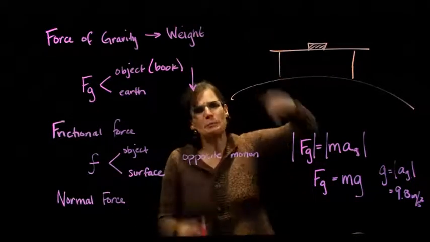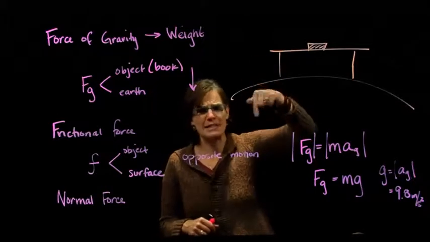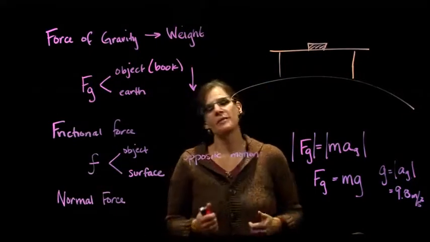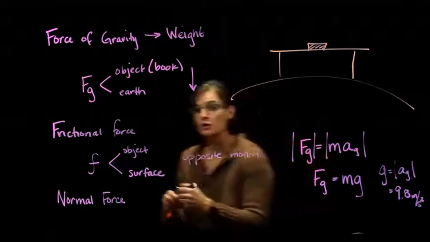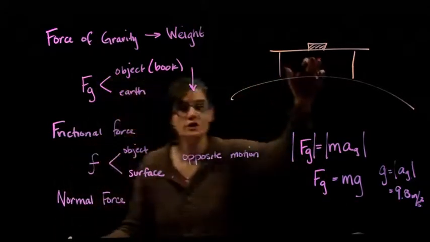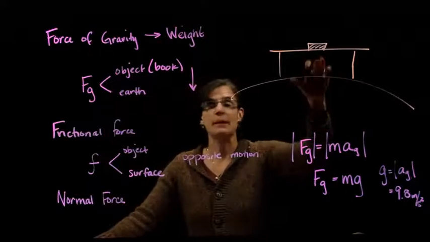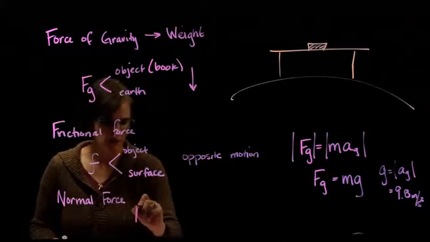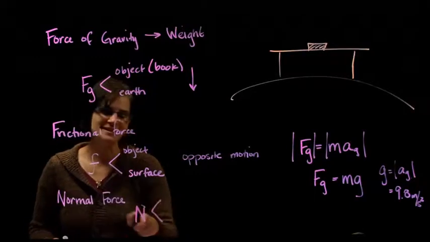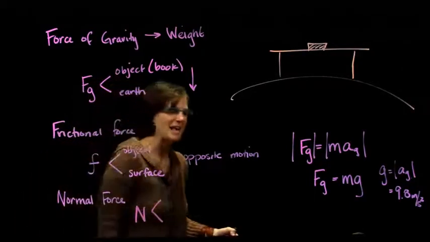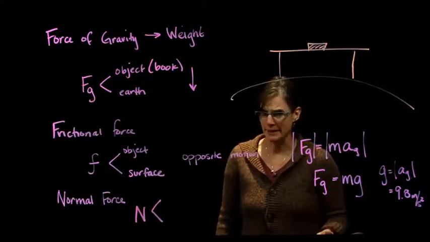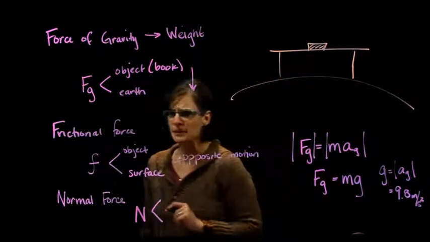So the book is pushing down on the table, and the table is pushing back up on the book. So the normal force is really the force the table, in this example, exerts on the book. There's still always two objects. The normal force, which we sometimes designate with a capital N, which can get confusing because that's also our designation for Newton, okay? So you have to keep your variables straight.